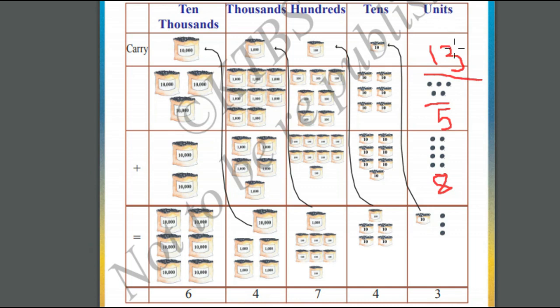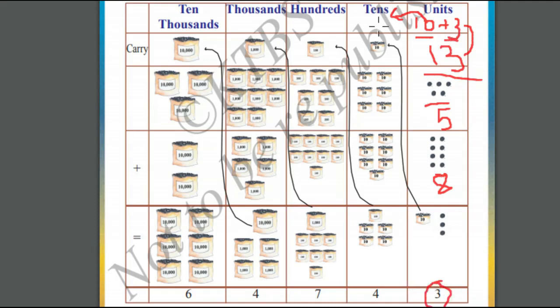So what we will do is, we will rewrite this as 10 plus 3. 10 plus 3 is equal to 13. Both are equal, right? So we will carry 10 to the tens place. What are we remaining with? 3. We will write 3 in the units place.